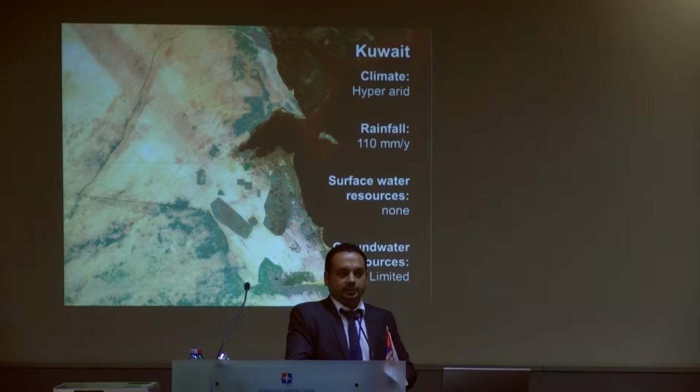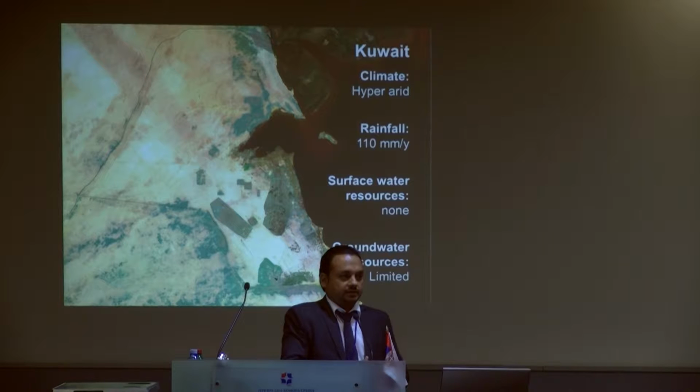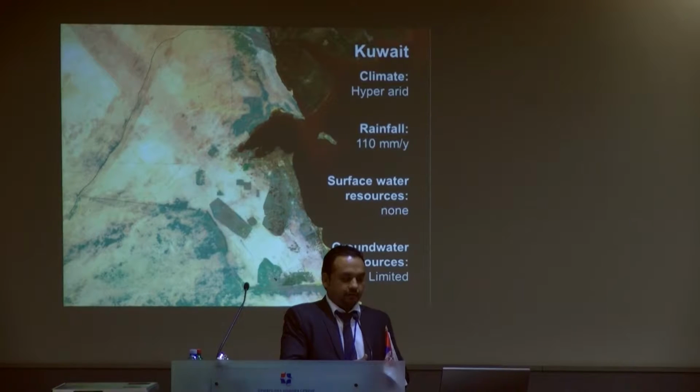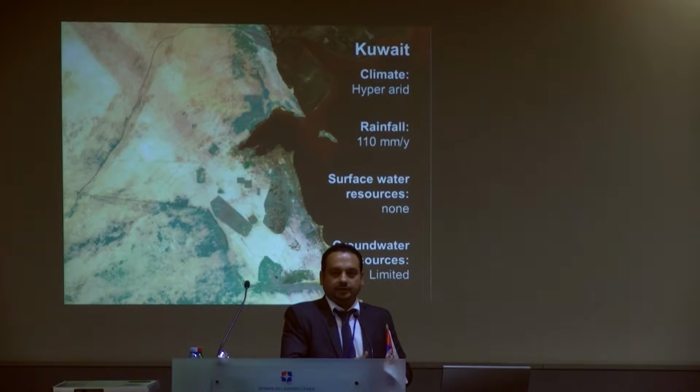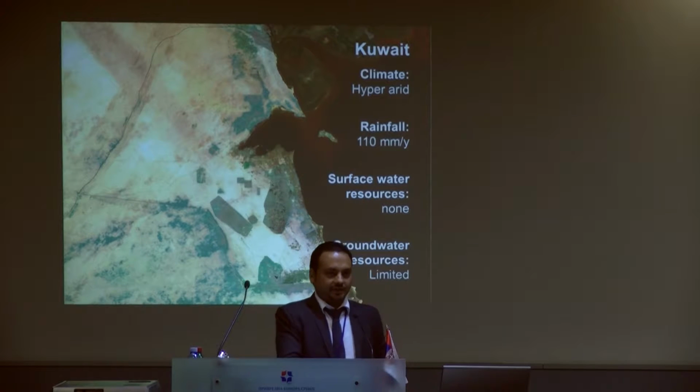Kuwait is a country in the Middle East. We share border with Iraq in the north, and in the west and in the south we share border with Saudi Arabia, and we have a very long coastline with the Arabian Gulf. Kuwait is a hyper-arid country. Rainfall is very limited, around 110 millimeter per year, and there is no surface water resources. And groundwater resources are limited. So we are a water-deprived country with respect to natural water resources.